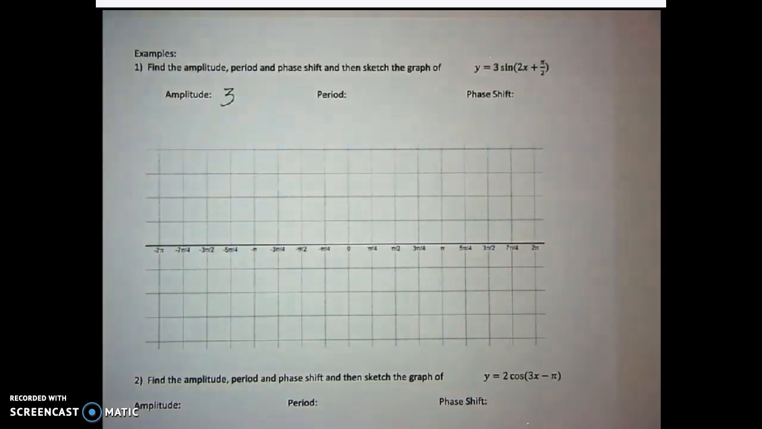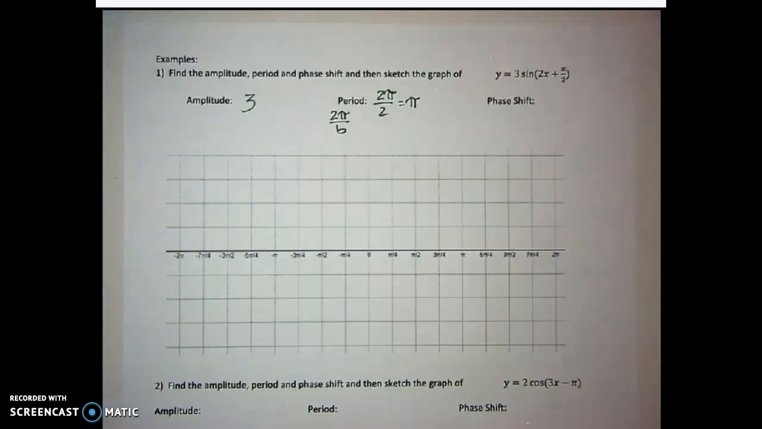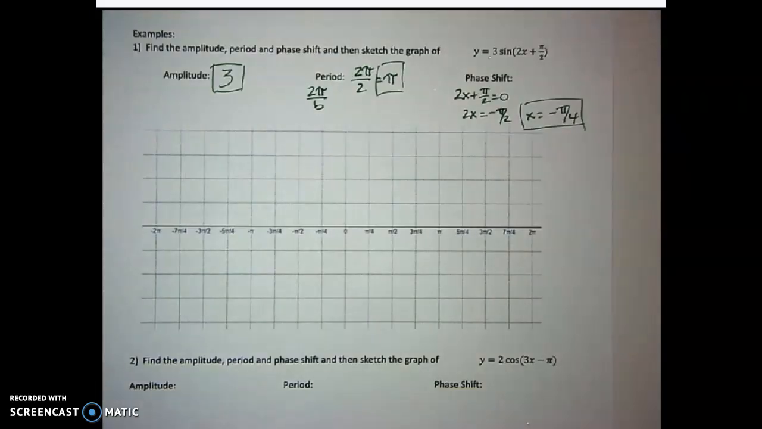My amplitude is 3. It's the number that's out in front of the whole expression. My period I find by taking 2 pi divided by b. b, remember, is the coefficient of the x. In this case, it's 2. So 2 pi divided by 2 simplifies to pi. And my phase shift I find by taking that whole big mess after my sine or cosine function, setting it equal to 0, and solving for x. So in this case, I get that my phase shift is negative pi over 4. I'm going to move everything left pi over 4.